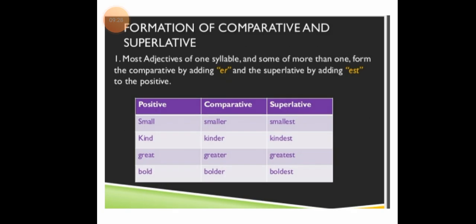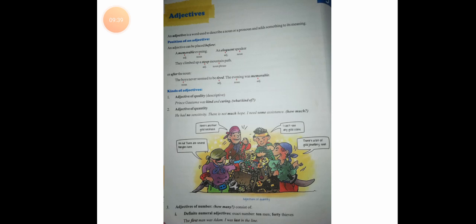Formation of comparative and superlative degrees. See, positive, comparative, and superlative. Small becomes smaller, then smallest. Kind, kinder, kindest. Great, greater, greatest. Bold, bolder, boldest.